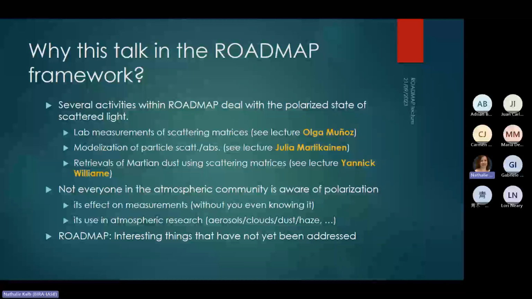Not everyone in the atmospheric community is aware of polarization, its effect on measurements. It can have a big impact on measurements if you are not aware of it. And it's used in atmospheric research, mainly the retrievals of aerosols, clouds, dust, haze, and all the particulate matter, actually. There are interesting things in Roadmap that have not been addressed yet.